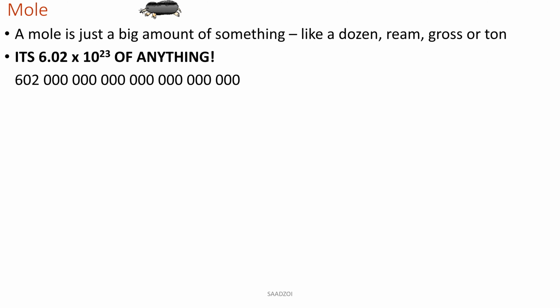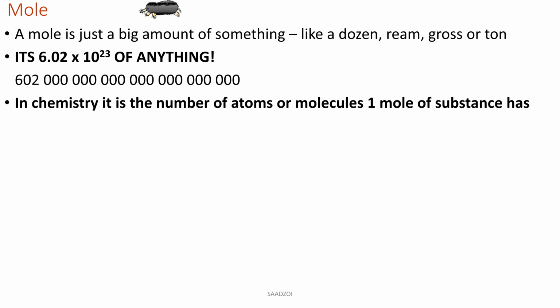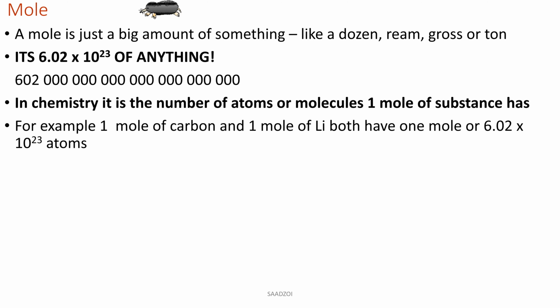The 12.01 grams of carbon has exactly 6.02 times 10 to the 23rd atoms inside of it. That's the way this number works out. So 1 atom of carbon has 12.01 AMU as its mass. 1 mole of carbon has a mass of 12.01 grams and has 6.02 times 10 to the 23 atoms inside of it. So that's a large number of atoms. So in chemistry, a mole is the number of atoms or molecules in 1 mole. For example, 1 mole of carbon, 1 mole of lithium, both have the same number of atoms. So any mole of any substance has that many atoms.